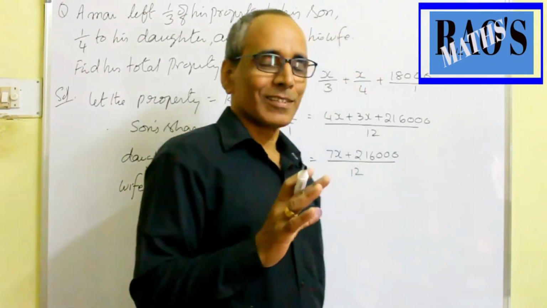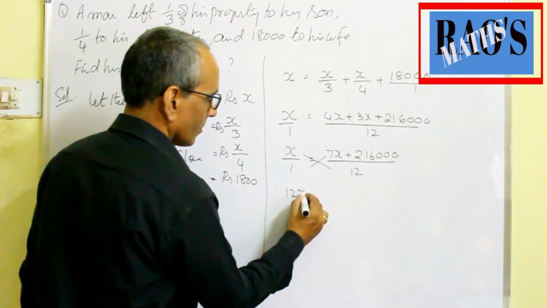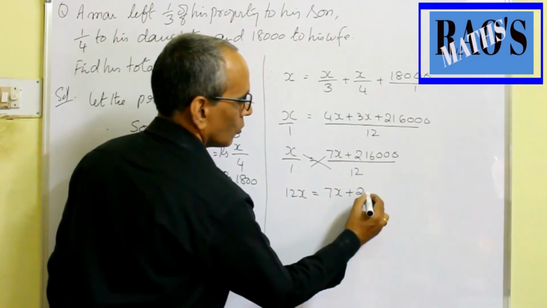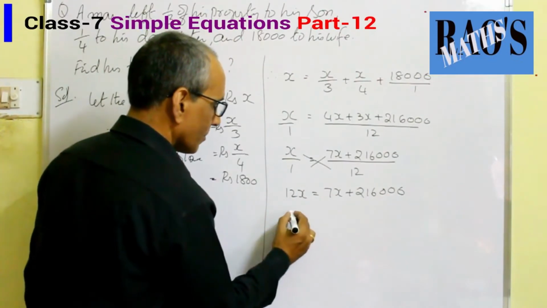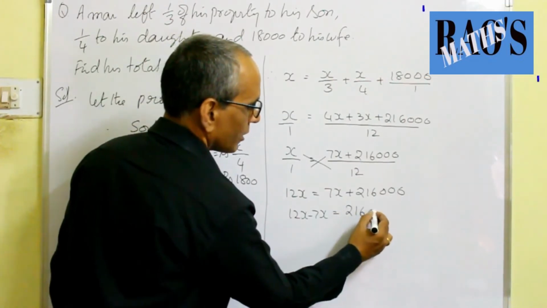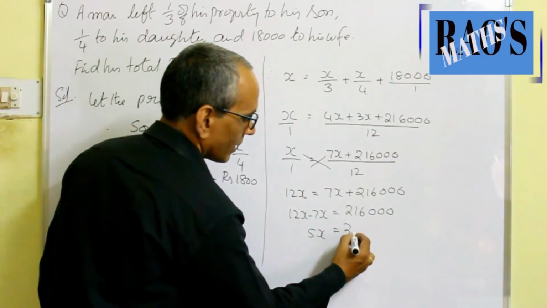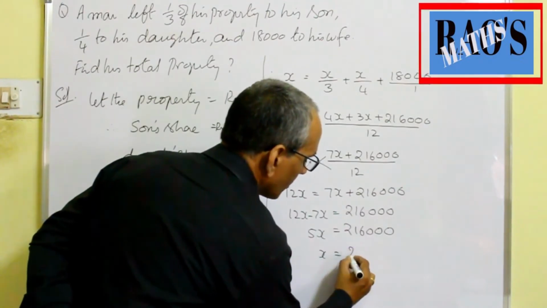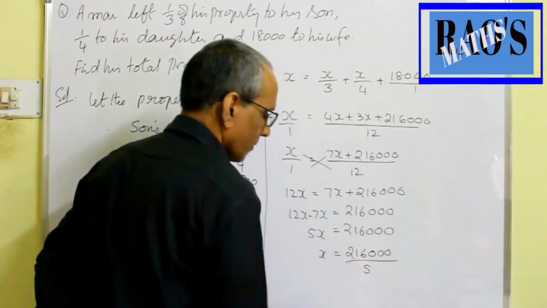So now I go for cross product. 12 into x, 12x is equal to 1/2. That means we get the same: 7x plus 2,16,000. I transpose 7x to LHS. So 12x minus 7x is equal to 2,16,000. Then it gives 5x is equal to 2,16,000. So x is equal to 2,16,000 by 5.